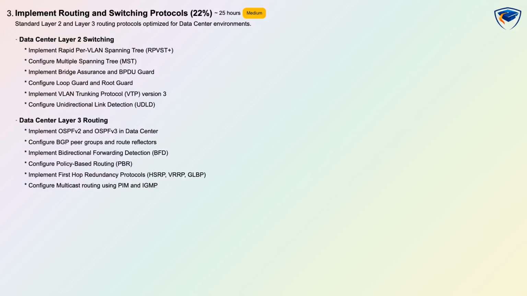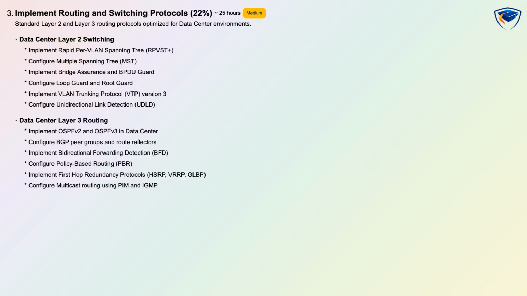On the Layer 3 side you will deploy OSPFv2 and OSPFv3, configure BGP peer groups and route reflectors, use BFD for fast failure detection, apply policy-based routing, implement first hop redundancy like HSRP or VRRP, and configure multicast routing with PIM and IGMP.